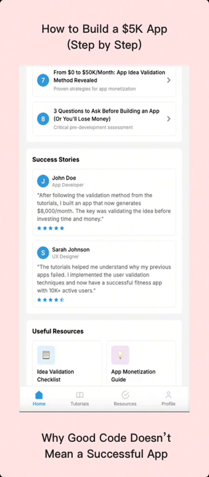is this a vitamin or painkiller product? What that means? Basically, painkiller apps solve a huge pain for the customer, and users do not think twice when they have a chance to buy your product because that product solves a real pain for them.